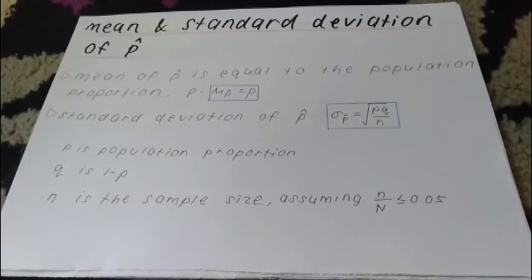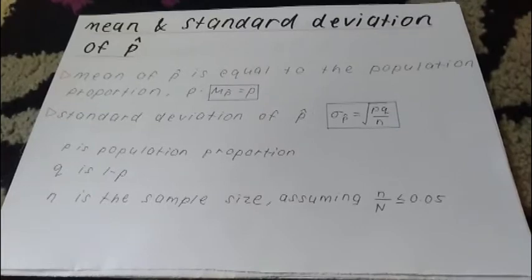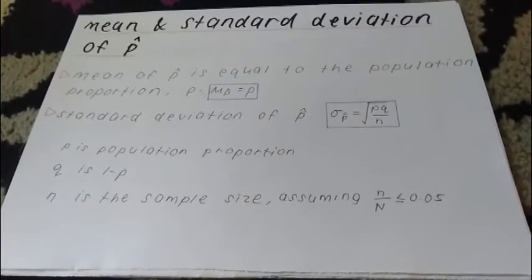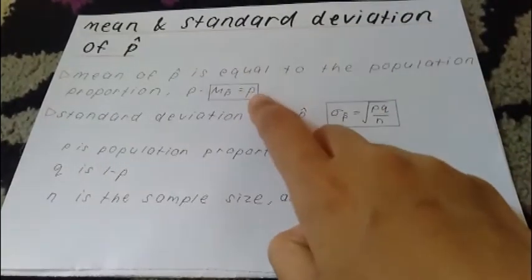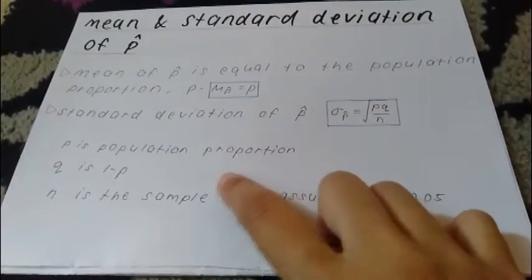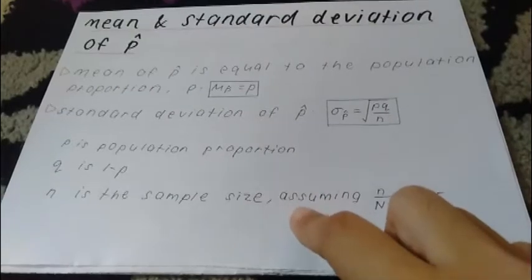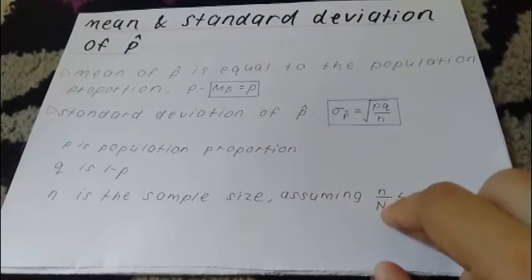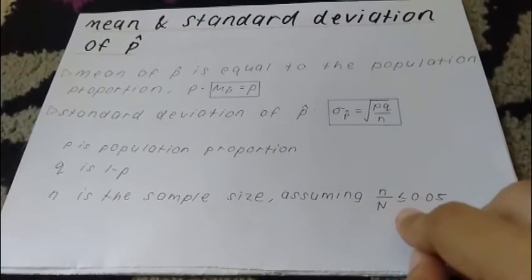Mean and standard deviation of sample proportion P. The mean of P is equal to the population proportion, mu P equals P. For the standard deviation, P is the population proportion, Q is 1 minus P, and N is the sample size, assuming N over capital N is less than or equal to 0.05.